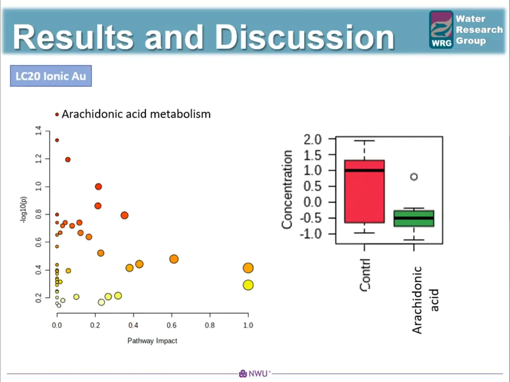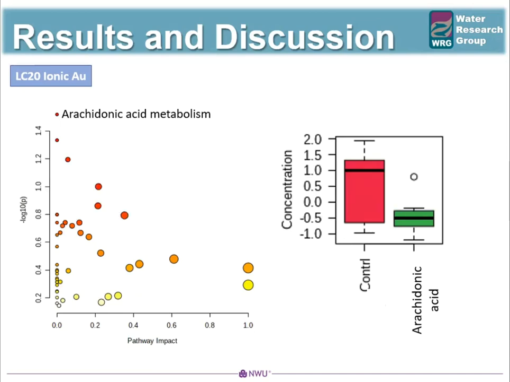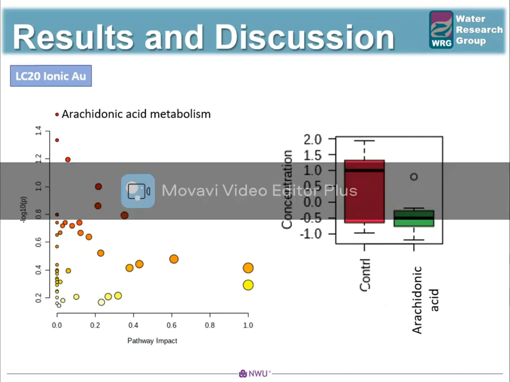During LC20 ionic gold, arachidonic acid showed a significant decrease when compared to the control during this pathway. Arachidonic acid is crucial for reproduction and potentially environmental sex determination in Daphnia magna by increasing female reproduction.